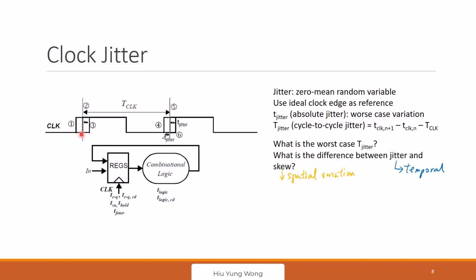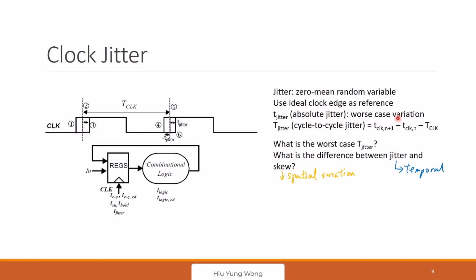Maybe at 1 second it should come up, 2 seconds it should come up. That's 1 hertz. But sometimes it comes up a little bit earlier, sometimes later. So this is a random variation. It's a temporal random variation. But no matter how random it is, there's still a worst case, right?